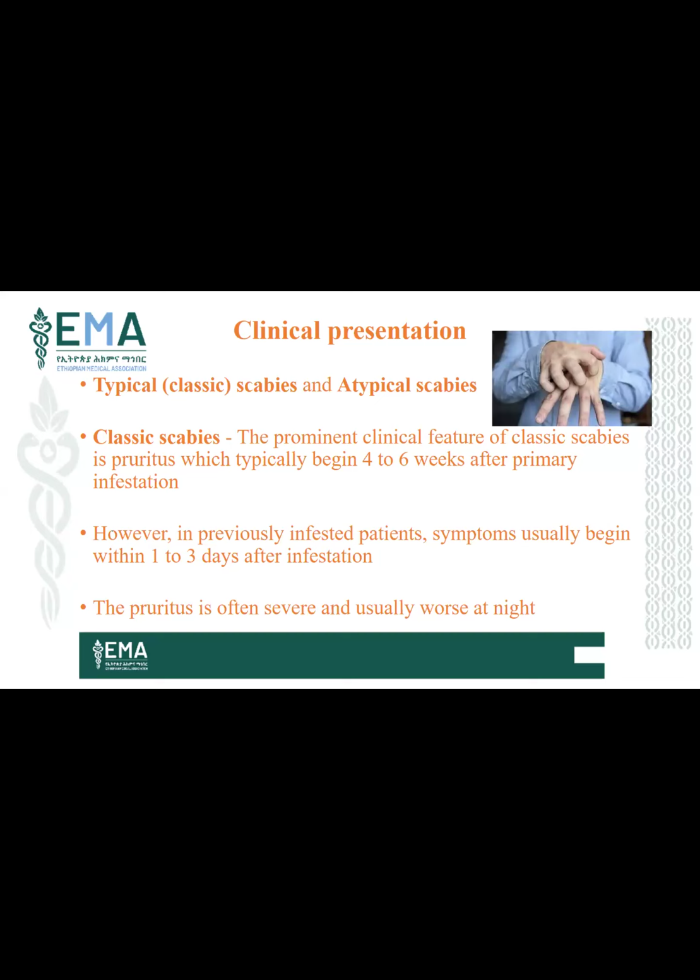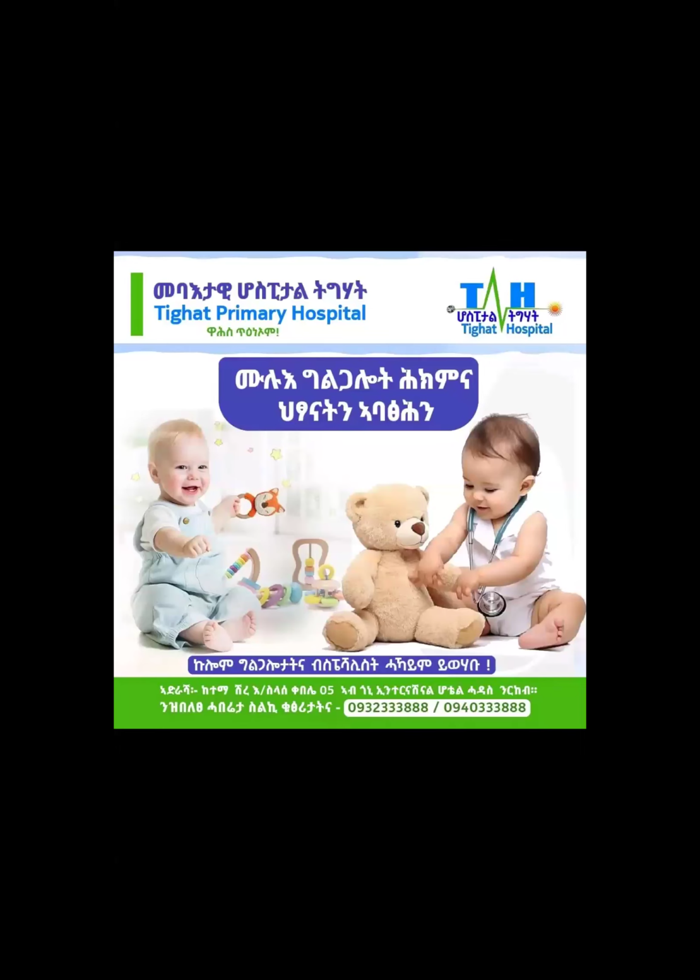The prominent clinical feature of classic scabies is generalized and intense itching, which is worse at night time. However, in a previously infested individual, the symptoms usually occur within 1 to 3 days of infestation, and the pruritus in scabies is usually assumed to result from the delayed type hypersensitivity reaction to the mite and its products, as well as the mechanical effect of the burrowing of the mite into the skin.